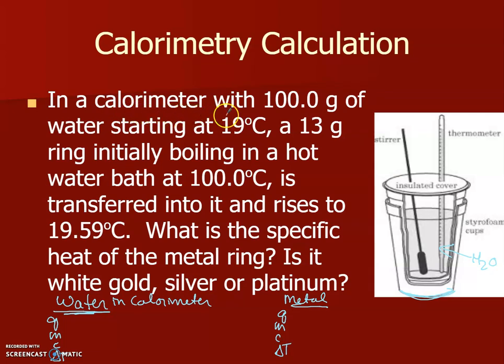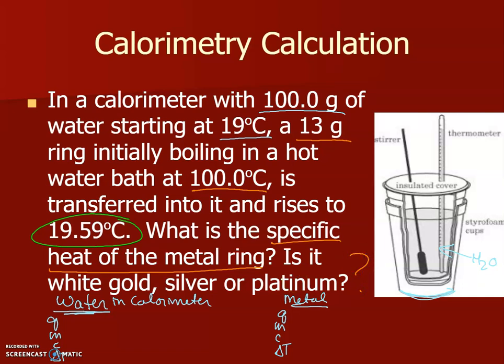In a calorimeter with 100 grams of water starting at 19 degrees Celsius, a 13-gram ring initially boiling in a hot water bath at 100 degrees Celsius is transferred to it and it rises to 19.59 degrees Celsius. What is the specific heat of the metal ring? Is it white gold? Is it silver? Or is it platinum? So what is this ring?